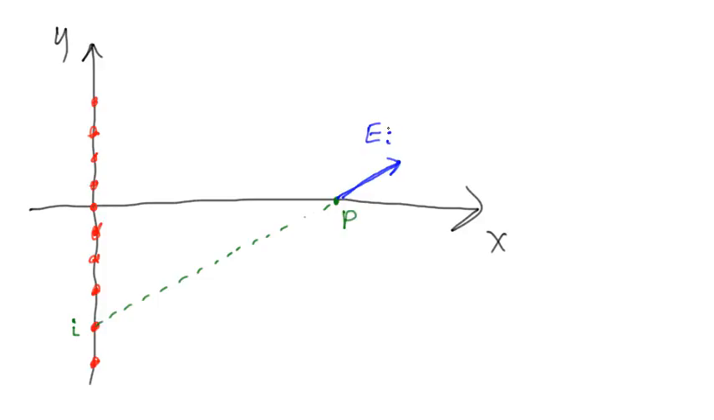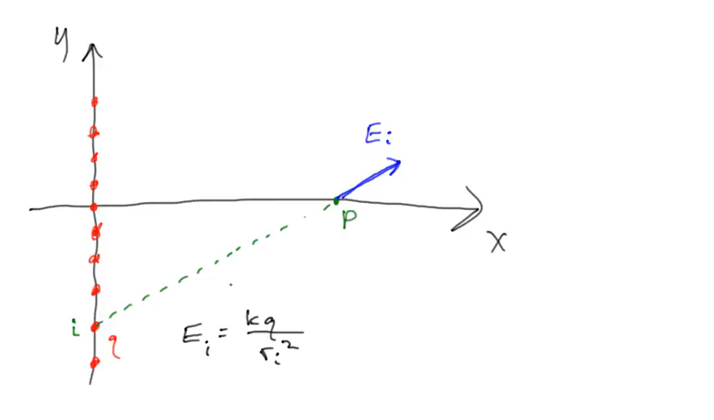And the magnitude of E sub I is going to be given by our expression from Coulomb's law for the electric field. So E sub I is equal to kQ over r sub I squared. Q is the charge of every single one, so I don't really need to put a subscript on it.